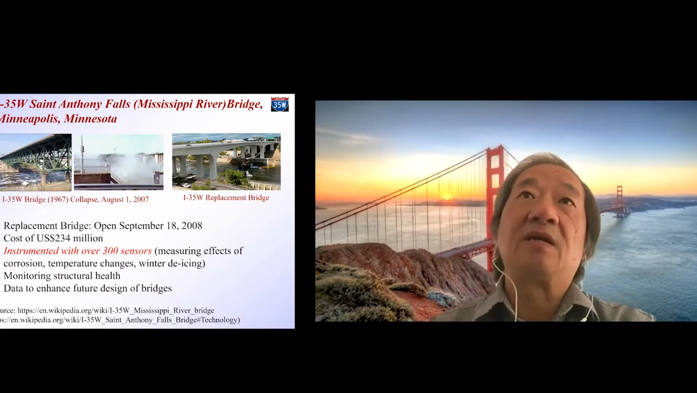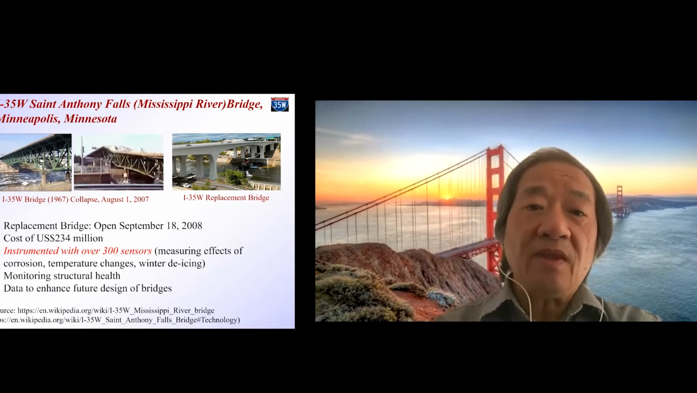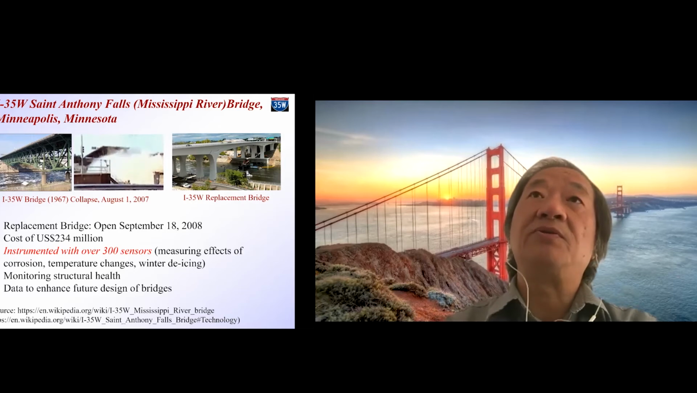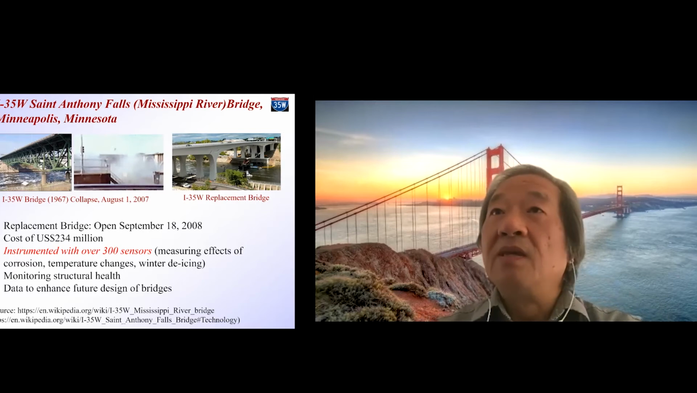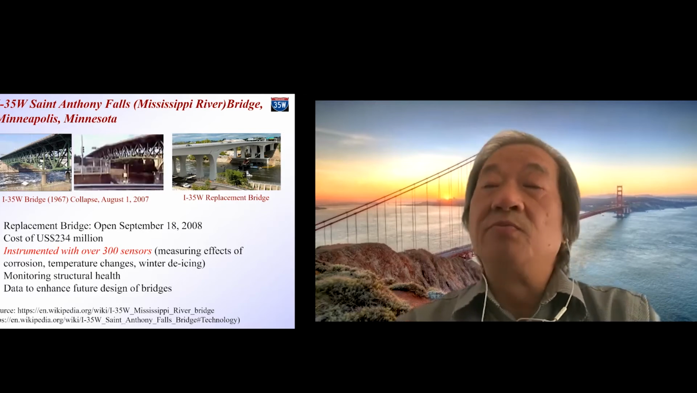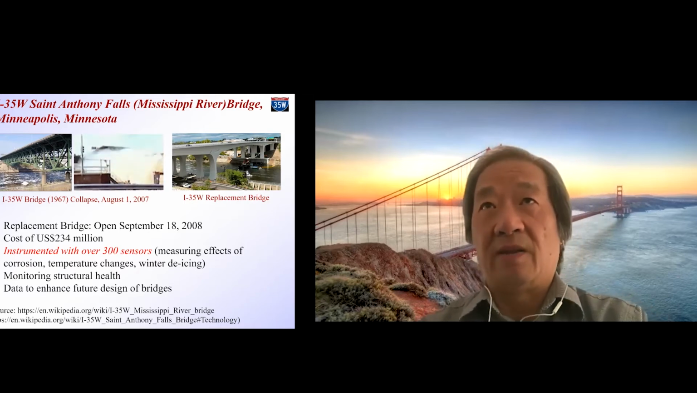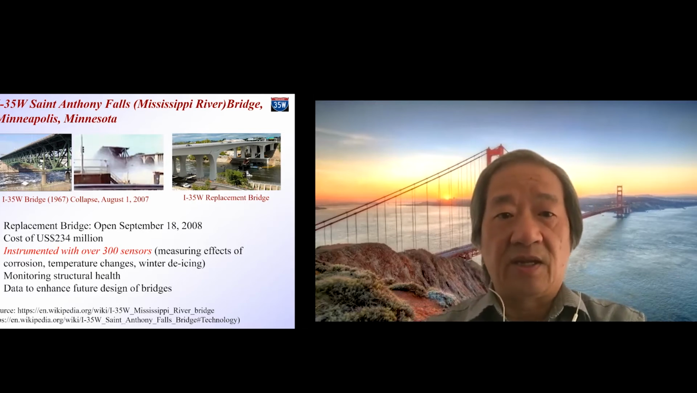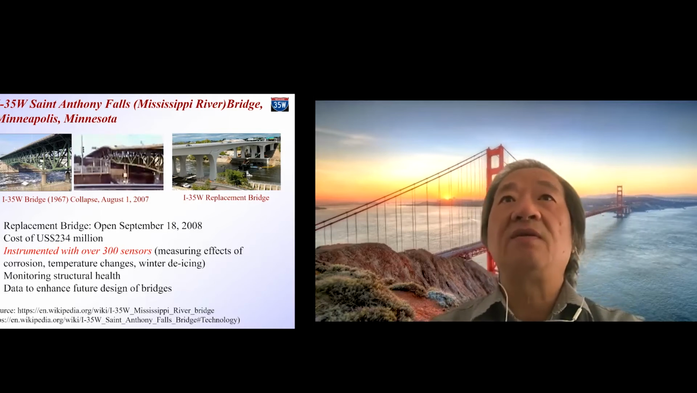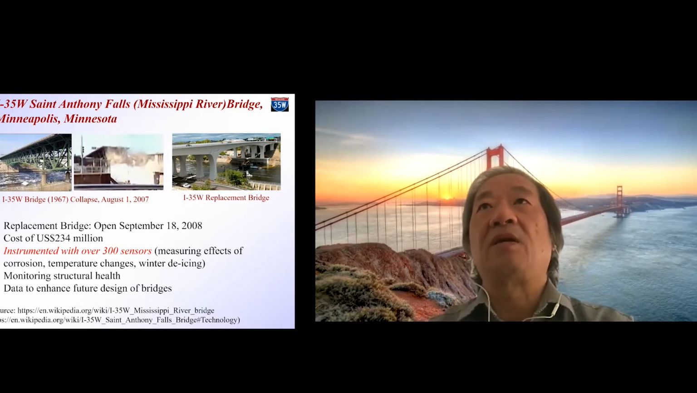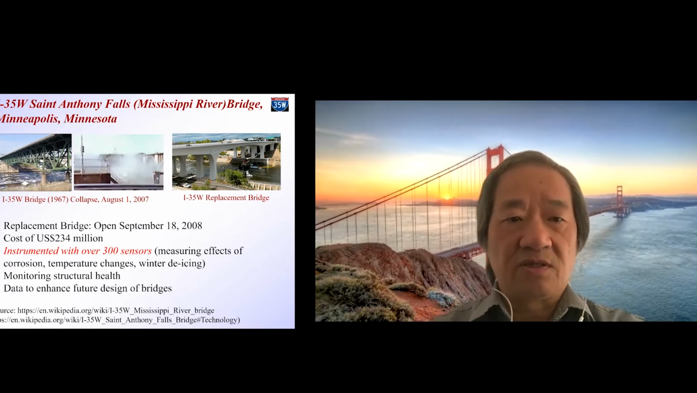Anthony Falls Bridge, basically called the Mississippi River Bridge in Minnesota, collapsed in 2007. It was built in 1967. It collapsed in 2007, and of course, right away they put in a replacement bridge. Every time you replace a bridge, it costs a lot of money. In this particular case, in 2008, it cost about $234 million. This doesn't even include the downtime when people cannot travel in that corridor. So this is just the pure construction cost.